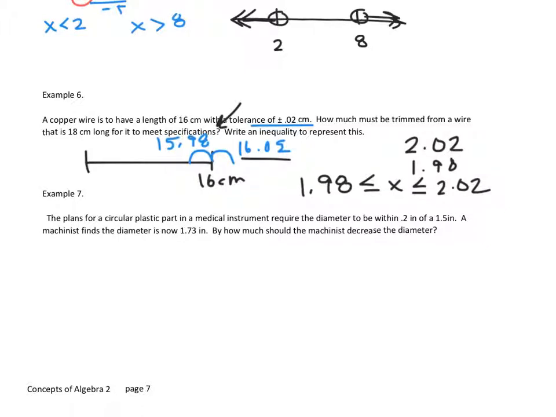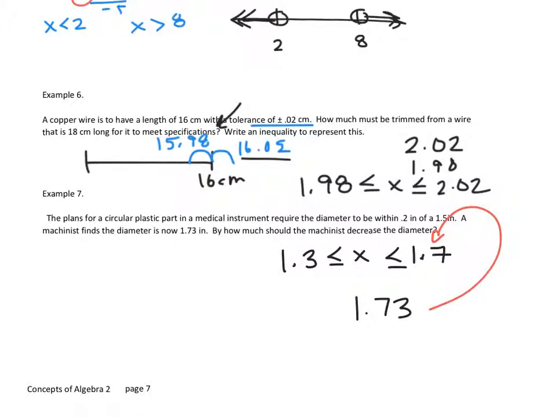Number 7, the plans for a circular plastic part in a medical instrument require the diameter to be within 0.2 inches of 1.5 inches. A machinist finds the diameter is 1.73 inches. By how much should the machinist decrease the diameter? So it can be within, and including, 0.2 of 1.5. That means that it could be 1.3 to 1.7. But right now it's 1.73. So how much could we cut off to get to the diameter?